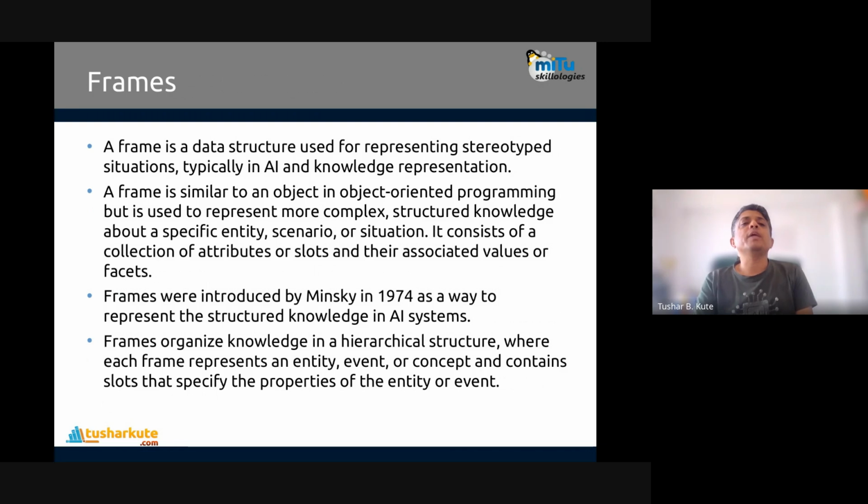The second way is called frames, by which data can be represented in logical form. A frame is a data structure used for representing a stereotyped situation, basically in AI knowledge representation. It is similar to OOP concepts again. Similar to ontology, they are also similar to OOP concepts. But this concept was introduced by Marvin Minsky in 1974 as a way to represent structured knowledge in AI systems. That's what we call a frame.